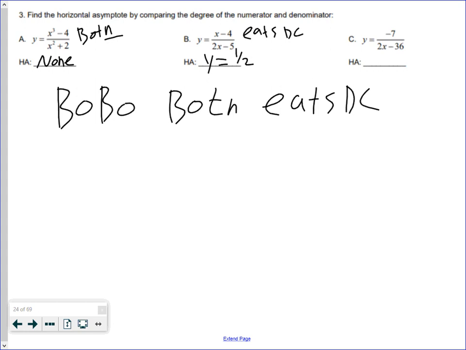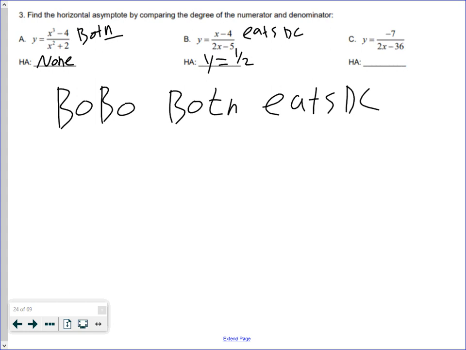Don't forget the y equals. If you just put 1/2, it's not going to be correct. That's just a number. While y equals 1 over 2 is an actual line. It's an actual function that we can make sense out of. All right. And now for 3c, we have -7 all over 2x minus 36. The degree of the top is 0, and the degree of the bottom is 1.